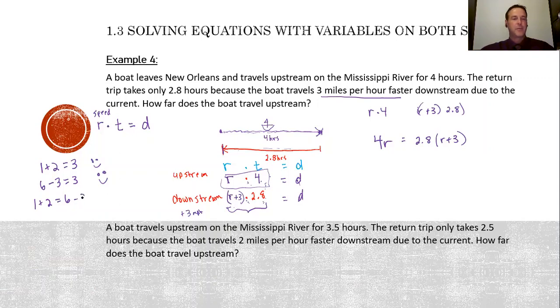Okay, does it give me a true statement? Do these front pieces equal each other? And you can see that, yeah, 1 plus 2 is 3, and 6 minus 3 is also 3. Same idea. These are both equal to the same distance.